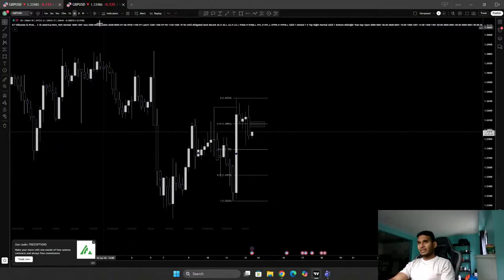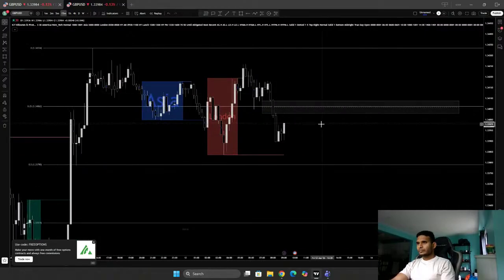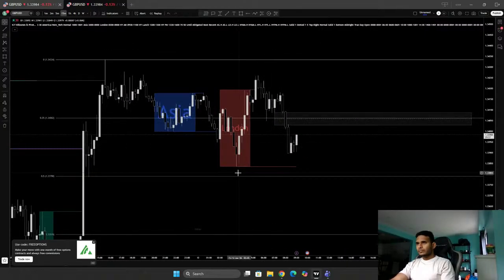It's an impulsive move to the upside. Go all the way up, take all these session highs. You got this inversion. You can clearly see how beautifully this inversion is holding the price and pushing it over. And this one also gets inverted with the creation of this fair value gap.